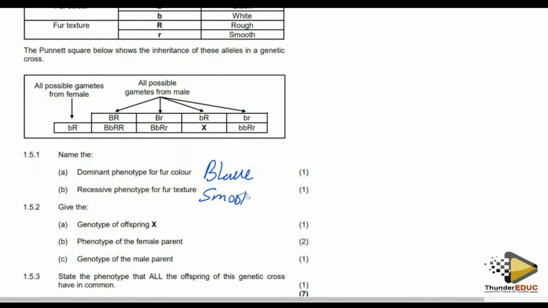So you see how the dihybrid cross is being set. It's not a complicated thing. It's just a normal thing. It's just for you to see that you can answer this. Okay.